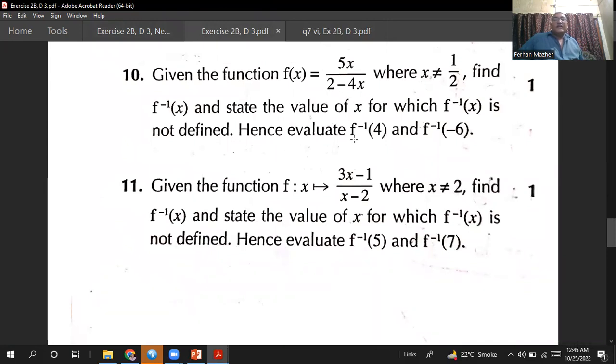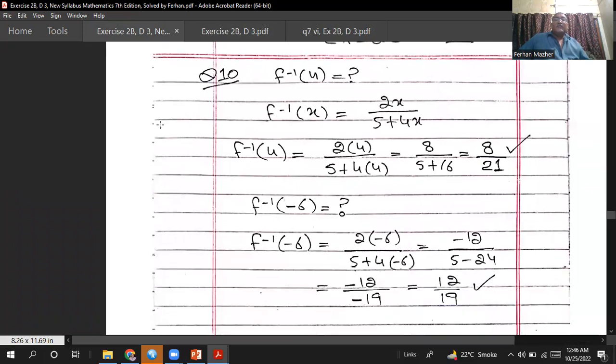I think f inverse of 4 and f inverse of minus 6 were part of question number 10, and I think I missed it. F inverse of x is 2x by 5 plus 4x. So f inverse of 4 will be 2 into 4 divided by 5 plus 4 into 4. So that will be 8 by 5 plus 16, and that will be 8 by 21.